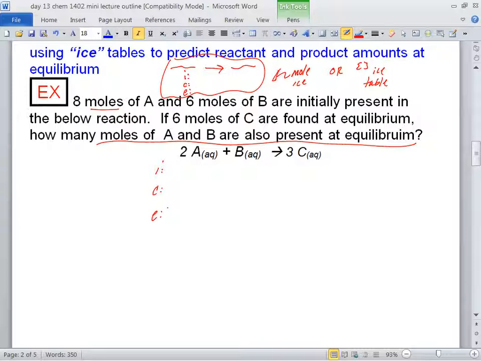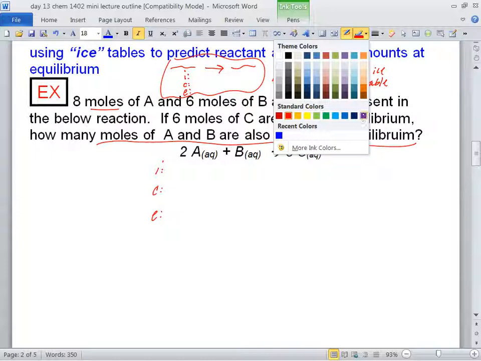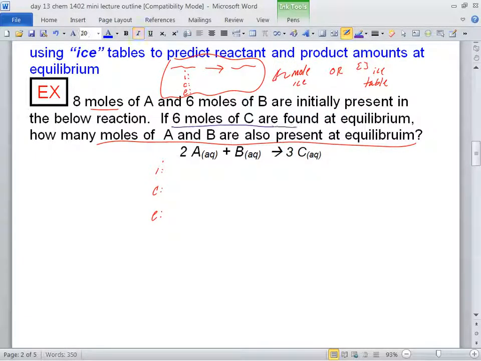Let's start throwing some stuff in this ice table. What would you put in here? 6 moles of C are found at equilibrium. Where are you gonna put that? Definitely put that in the E row and put it under the C. Okay, now here's a question. Megan, we've got a stoichiometric coefficient of 3 in front of that C. Should we write 18 instead of 6?